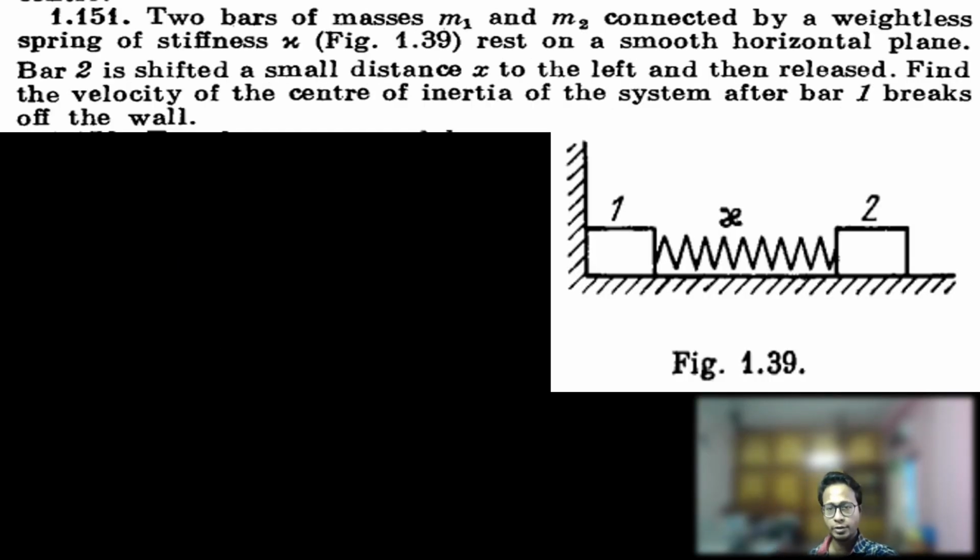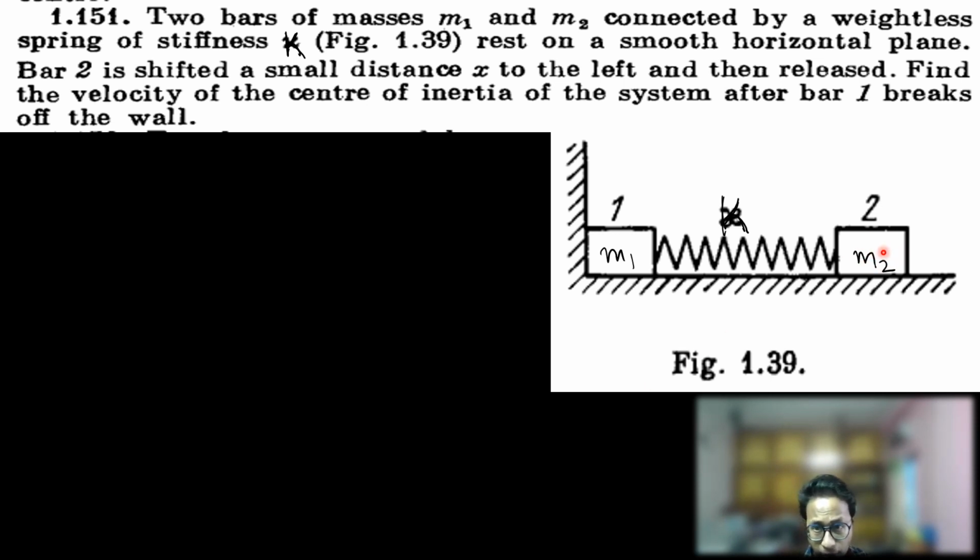In this question there are two blocks, of mass m1 and m2. Now this m1 and m2 are connected by a weightless spring. The spring constant is given by x out here, but instead of x we'll use k, so it is much more familiar. Stiffness is nothing but spring constant that is given out. Then fine.